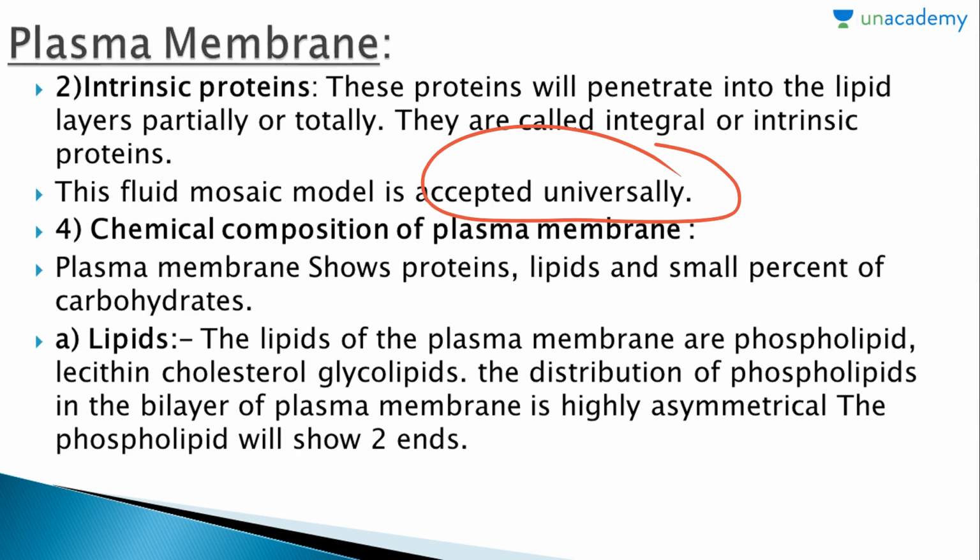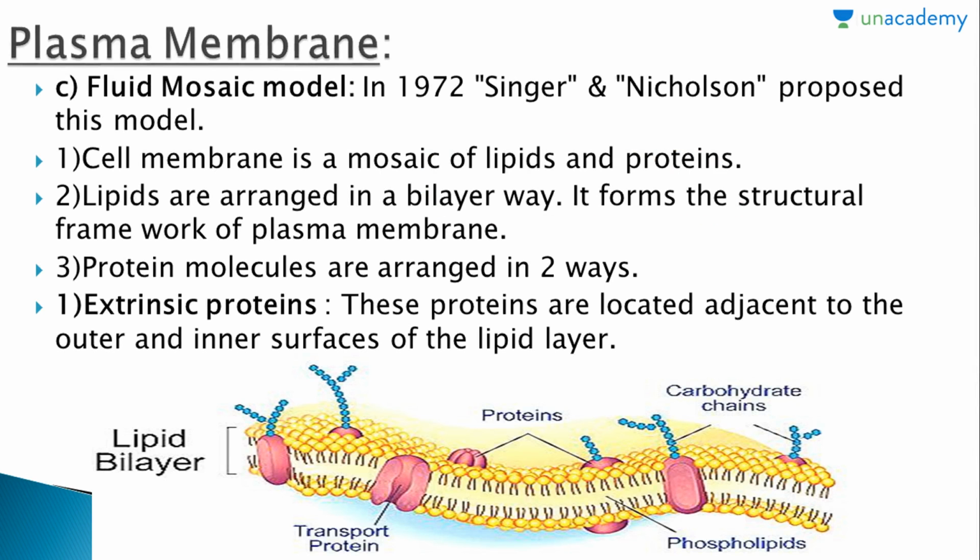Okay, so once again we shall have a look at the diagram. So this is the fluid mosaic model. We have the transport proteins. These are the intrinsic proteins, and the peripheral proteins are found on the outer parts. And this is a lipid bilayer. Okay, and the carbohydrate chains protrude out from the protein chains. Okay, so it is clear from the diagram.